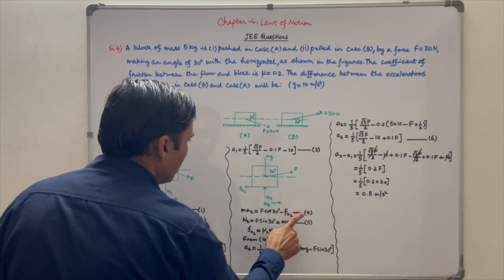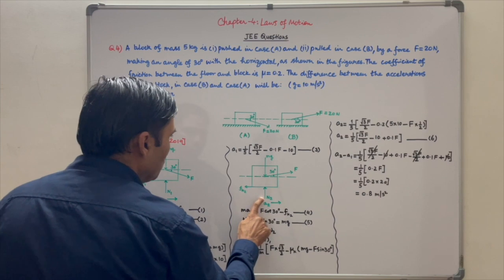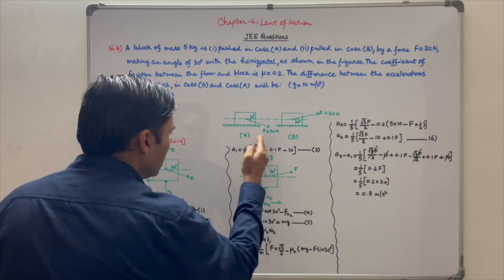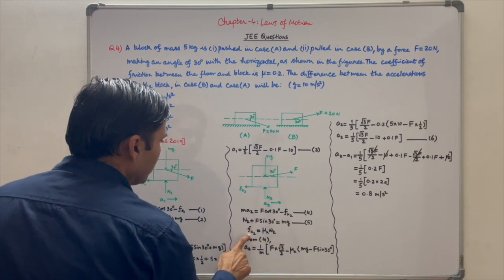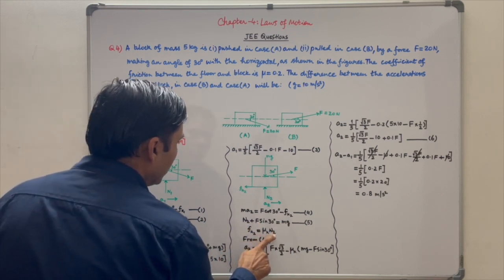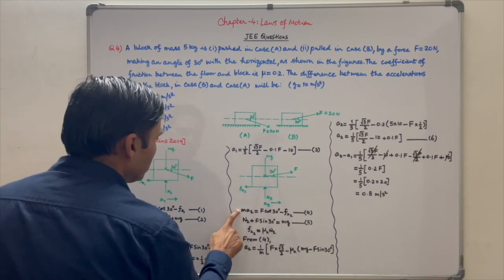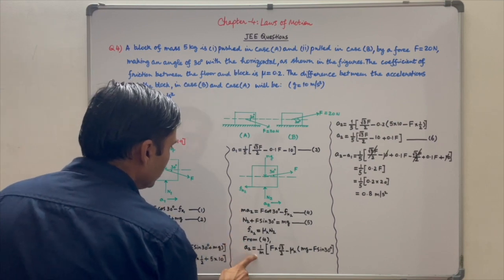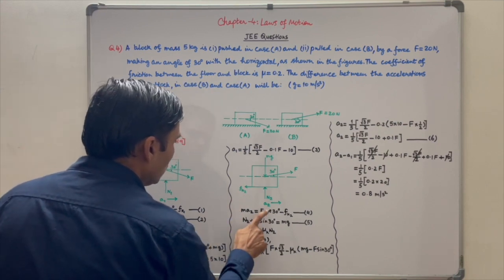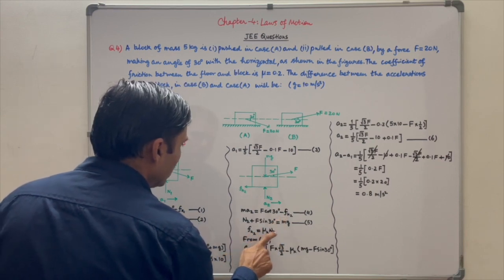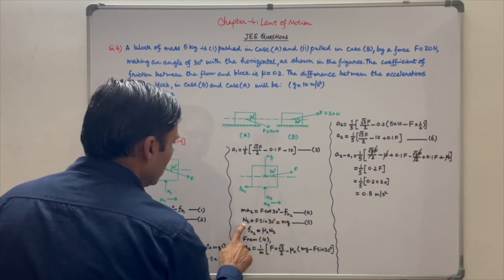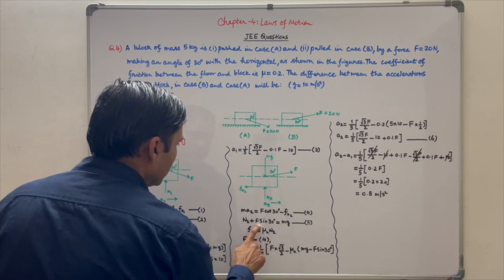This is equation number 4. Also N2 plus F sin 30 is equal to mg. That is equation number 5. We know that Fk2 is equal to mu k into N2. From equation 4, we can write A2 is equal to 1 by m into F cos 30 minus Fk2. Fk2 is equal to mu k into N2 and N2 is equal to mg minus F sin 30.